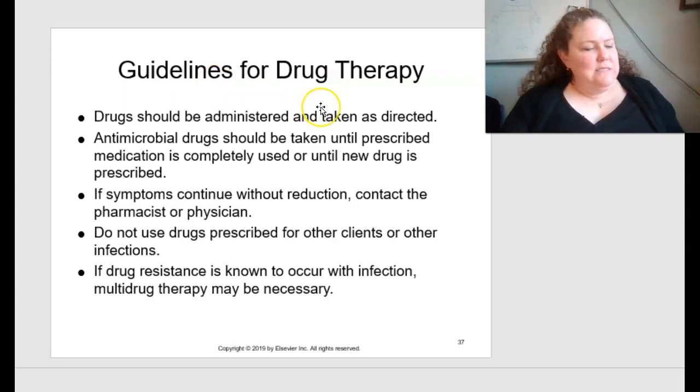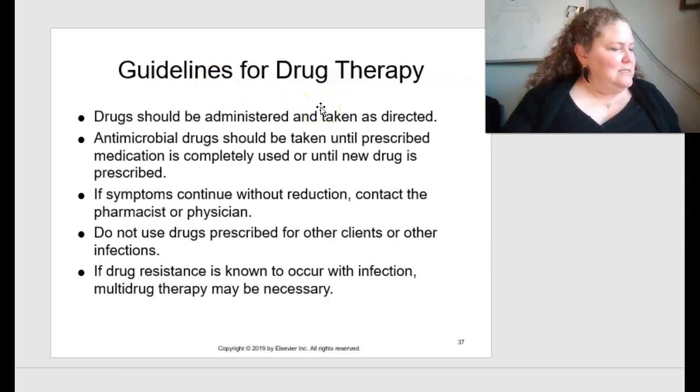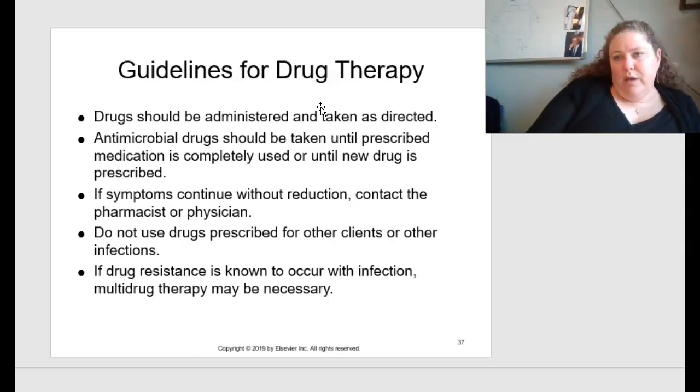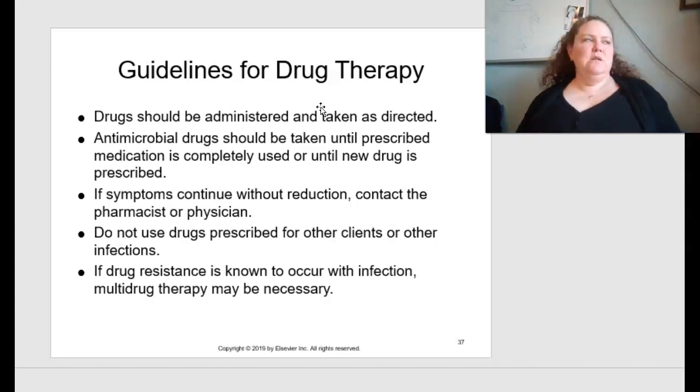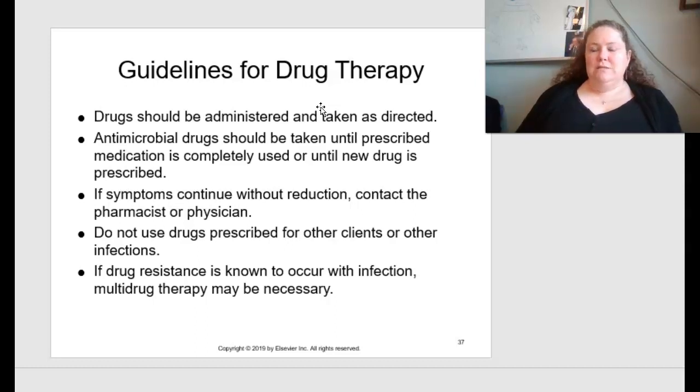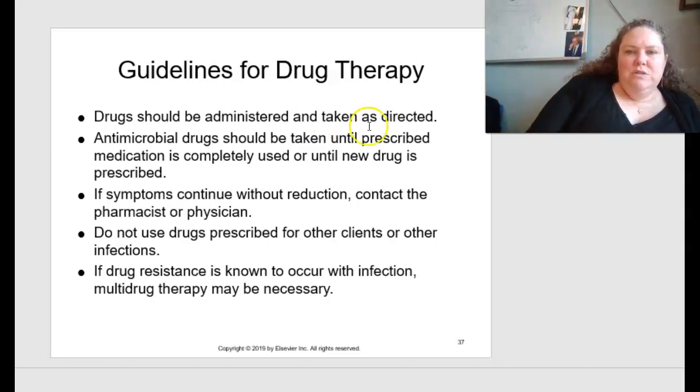Drugs should be administered and taken as directed, and this is actually a huge problem. This is one of the reasons that we have super bugs, right? Because people start to feel better halfway through their antibiotic that they were prescribed, and so they stop taking it. And so then again, the fittest of the fit survive, right? And so those are the ones that are going to continue to reproduce and therefore cause even worse infections. So make sure that if you're prescribed 14 days of antibiotics, take 14 days of antibiotics.